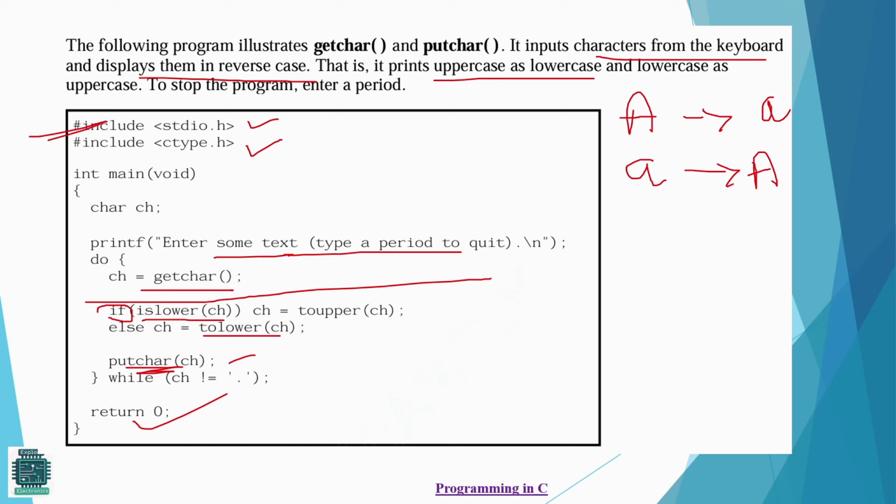This is a simple program to show the usage of getchar and putchar functions. In the output, if we enter an uppercase, we will get a lowercase, and if we type lowercase, it gives uppercase. Here you can see that it prints uppercase as lowercase and lowercase as uppercase. To stop the program, enter a period. Means to stop these functions, we need to enter a period. That's what the program says.